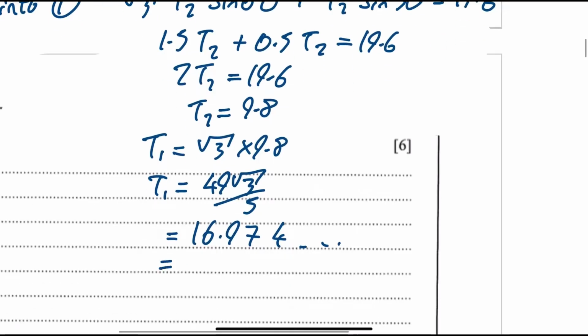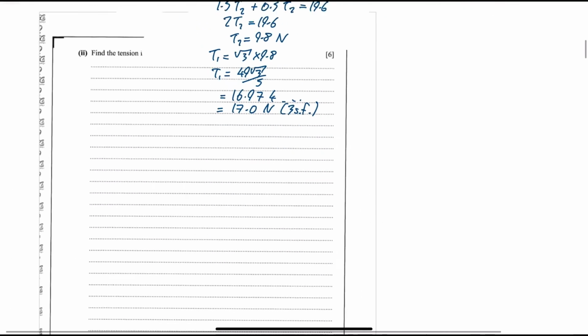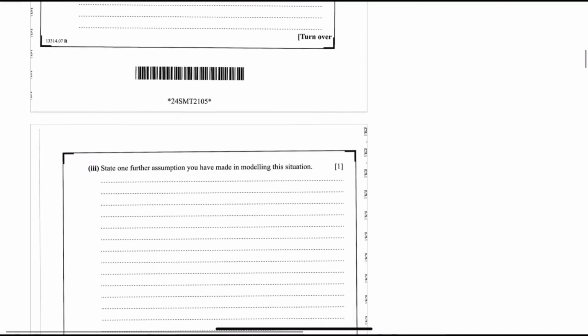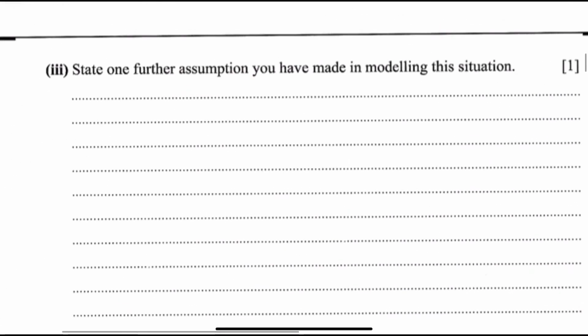It says on the front of the paper 3 sig figs. So to 3 sig figs, that's 17.0 newtons. So you've got your T2 was 9.8, bang on 9.8, and your T1 rounded to 3 sig figs is 17.0. Next part of the question, so that was that one, that was 6 marks for that one. Next part says, state one further assumption you've made.